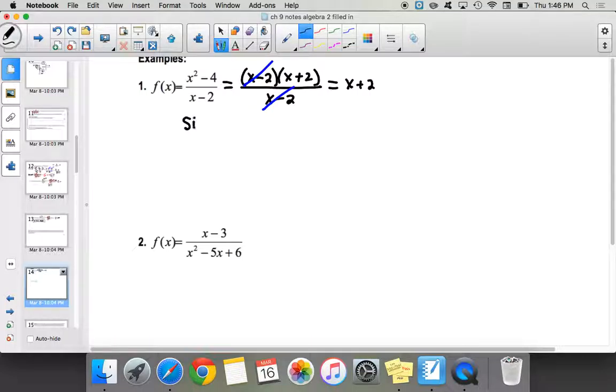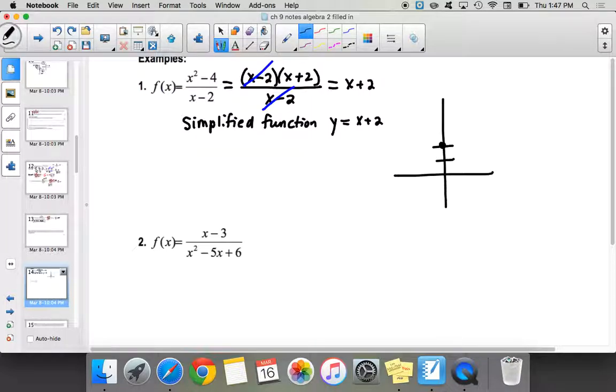So we're going to talk about the simplified function. Our simplified function is f of x equals x plus 2. Or instead of f of x, I'm just going to write y because I think it will make more sense to you. So if I have y equals x plus 2, is that a circle, a parabola? It's just a line, right? It's a line with slope of 1, y-intercept of 2. So we go up to 2. We go up 1, right 1, up 1, right 1.